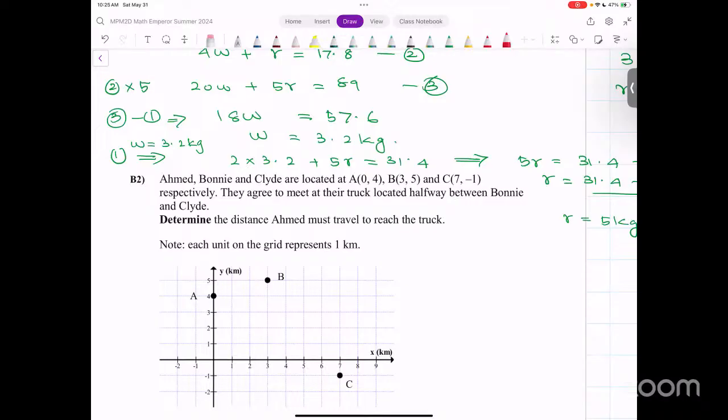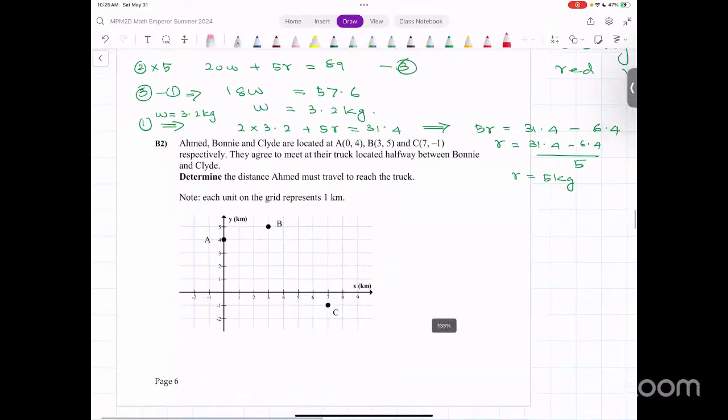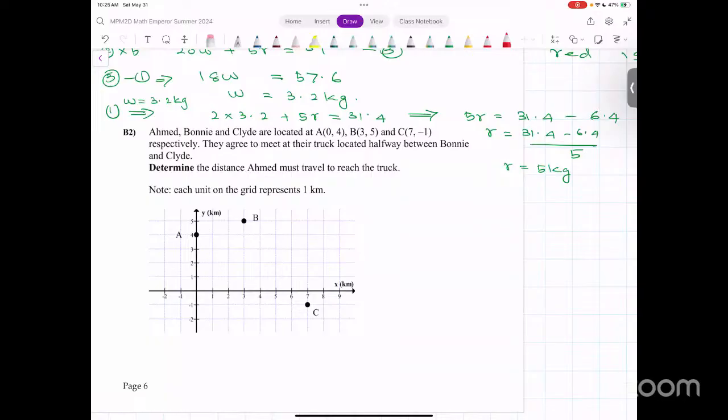Oh. All right. The break comes to an end. So we're going to do B2. Can you just look at B2? It's called an analytical geometry question. Look at it.